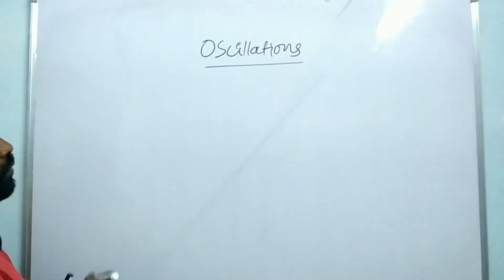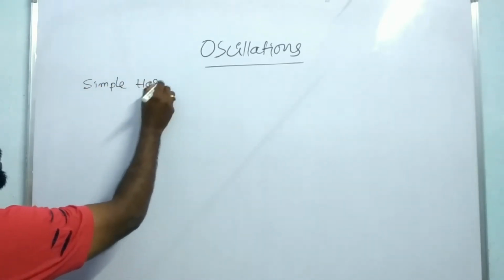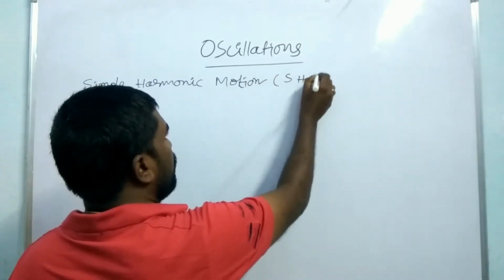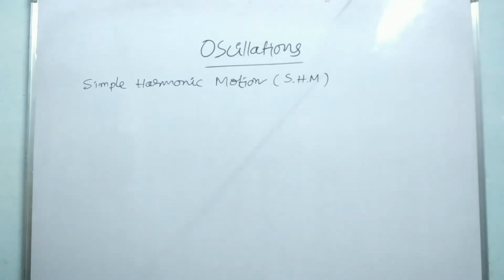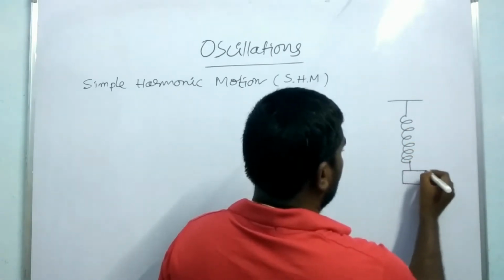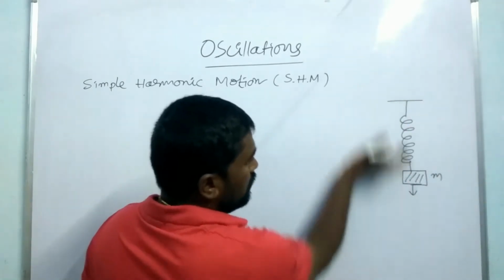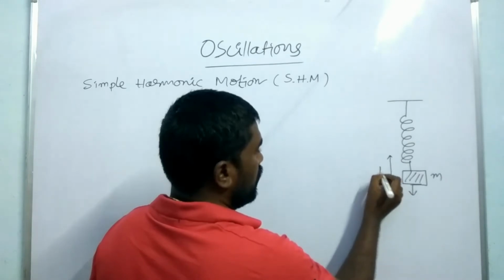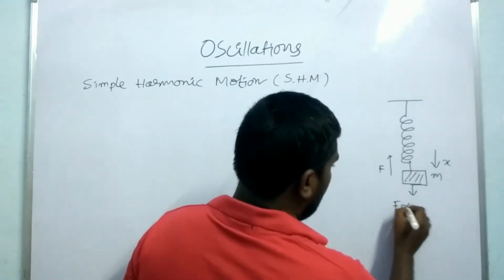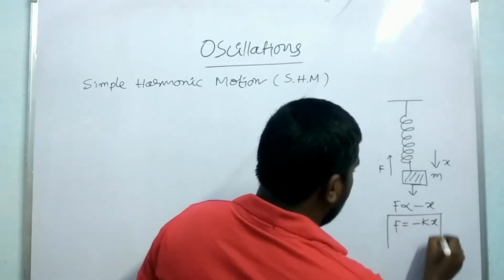Here we need to know about simple harmonic motion, simply called SHM. In the case of a spring with a loaded mass M, whenever it is pulled down, the force acts upward and the displacement is downward. So the force acting on the spring, F, is directly proportional to minus x, and F is equal to minus Kx. This is the force acting on the loaded spring.